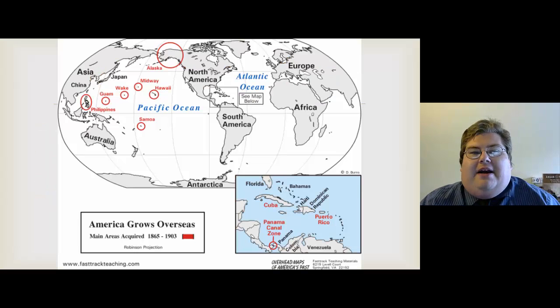We're going to annex the Midway Islands. And once Seward is out, Seward wants to focus on the Pacific, but we start shifting more to a Caribbean-based foreign policy.